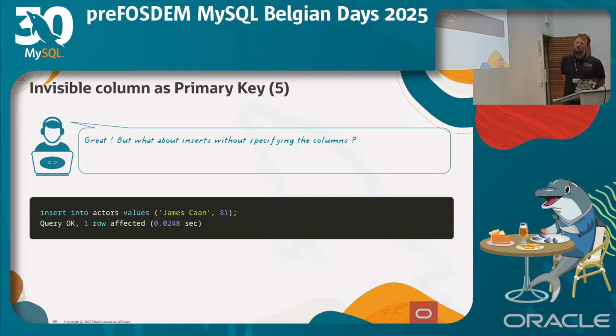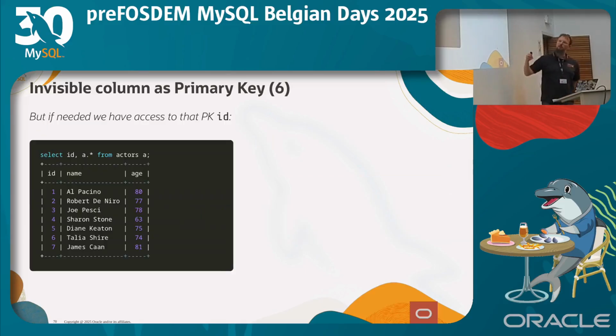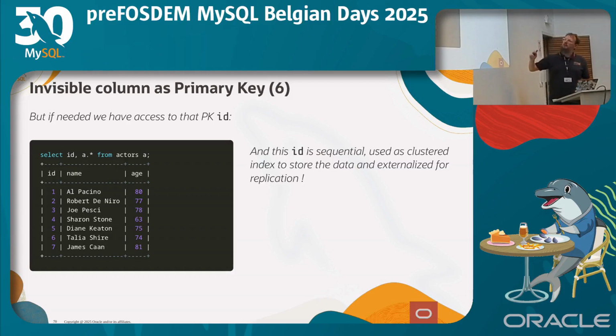Let's try it. So I insert the data, put a new actor. You see, I don't put names or age. I just put it like you should not do it: VALUES and all the columns I expect. And of course, it works. And if I want to see the ID, I specify it, and we have the data there. So now everything is fine.